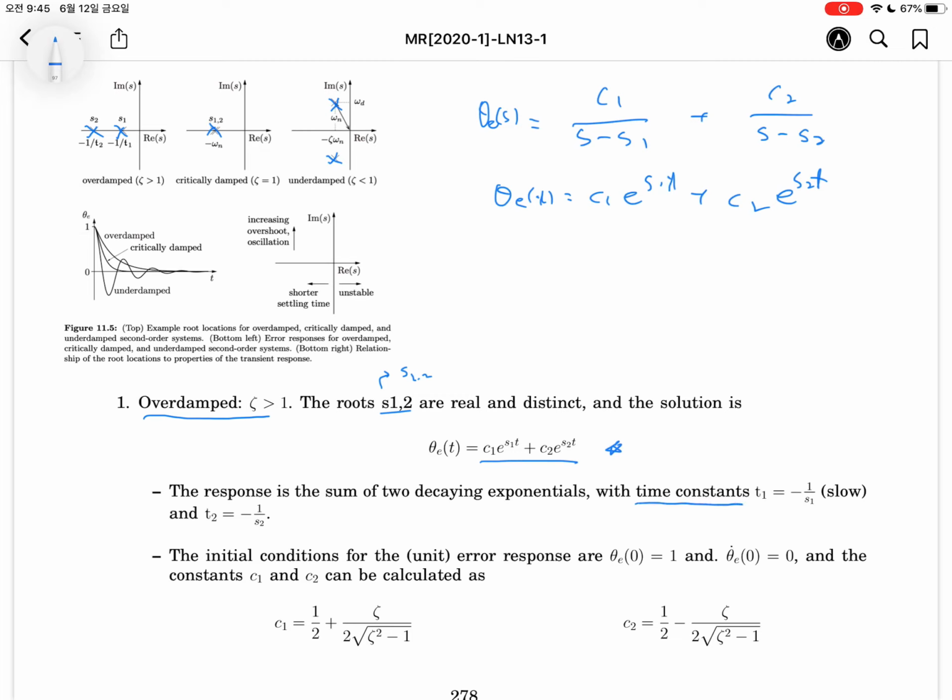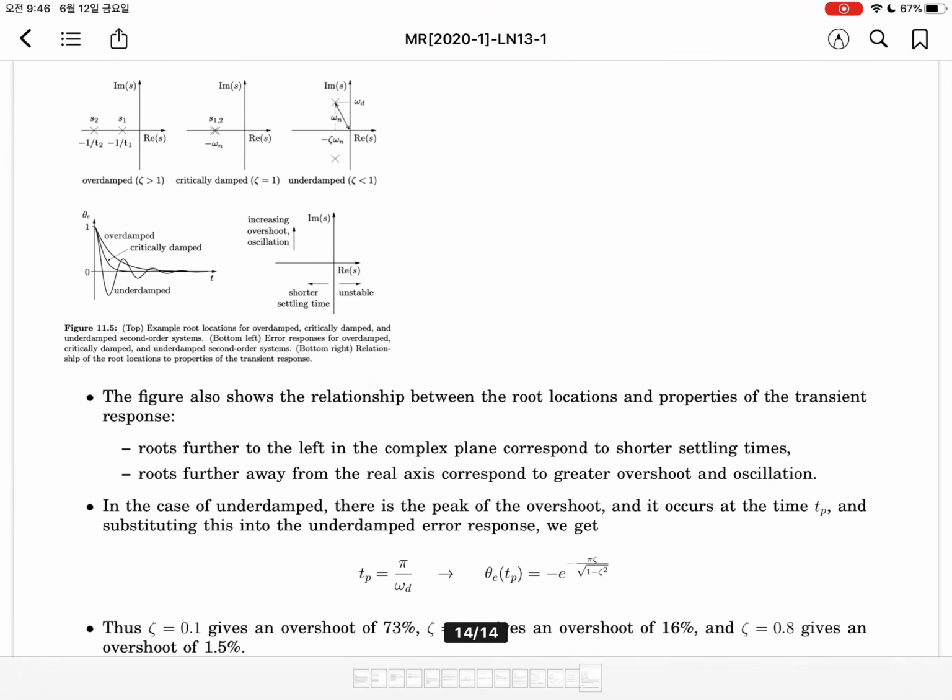Okay, so we have two kinds of time constant: T1 is minus 1 over s1 and minus 1 over s2. As mentioned before, the pole near the origin will be the slow one. It will determine the system response of the second order. The C1 and C2 can be obtained using the initial conditions. If you apply the initial condition of one and the zero velocity initial condition, then you can get C1 and C2, which is not difficult.